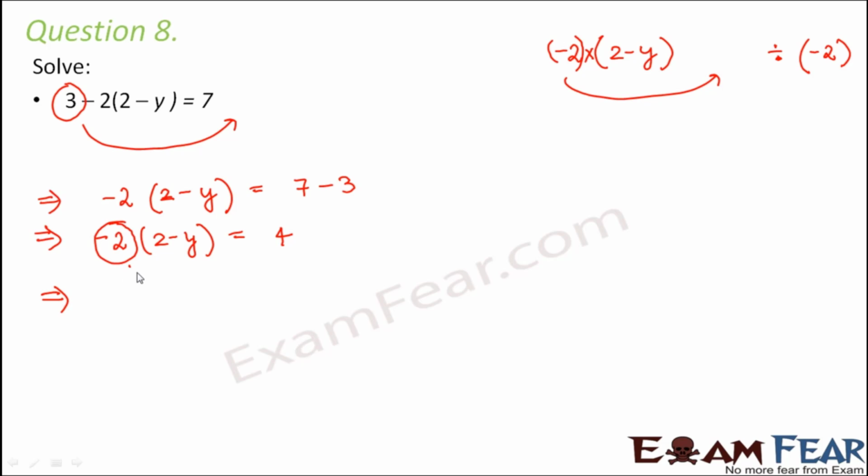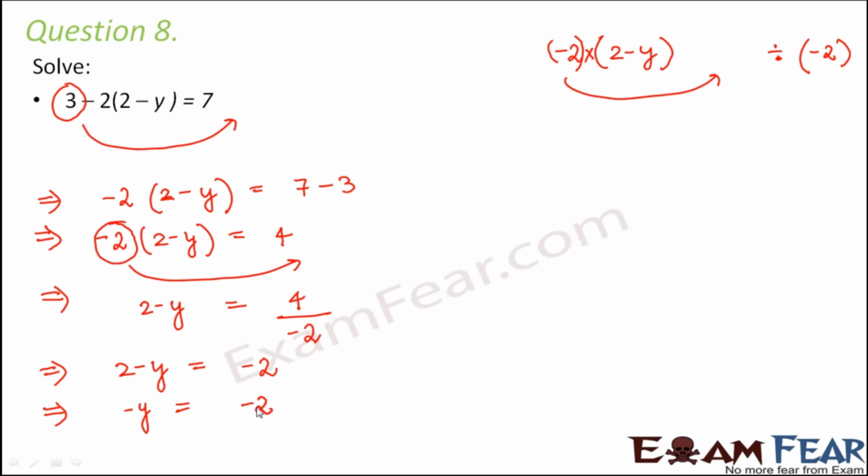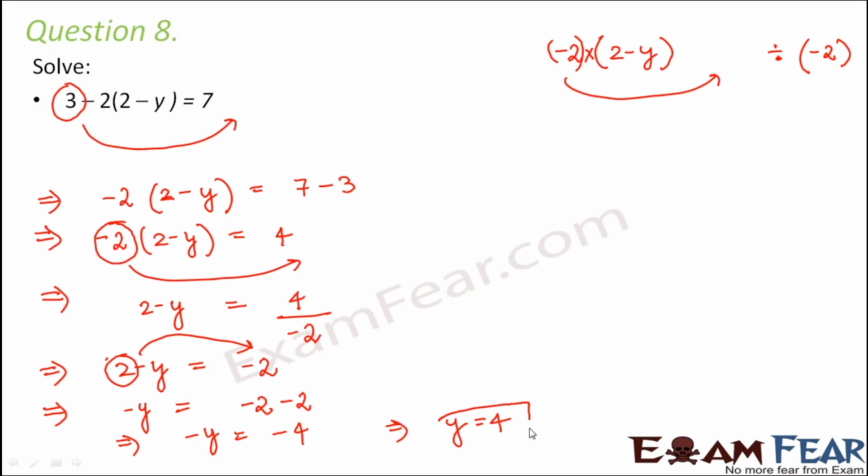So in this case, we are going to shift minus 2 here. So what will happen? This side will be 2 minus y, and this side it would be 4 divided by minus 2. Now 4 divided by minus 2 is equal to minus 2. So now minus y is equal to minus 2. Now we will also shift this 2 to this side. So this time the 2 is actually getting added to this number. So therefore when it comes to this side, it becomes minus 2. So therefore minus y is equal to minus 4. So both sides you have minus, which tells that y is equal to 4.